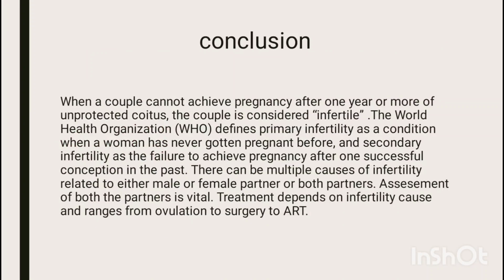To conclude, when a couple cannot achieve pregnancy after 1 year or more of unprotected coitus, the couple is considered infertile. The World Health Organization defines primary infertility as a condition when a woman has never gotten pregnant before, and secondary infertility as the failure to achieve pregnancy after one successful conception in the past. There can be multiple causes of infertility related to either the male or the female partner or both partners. Assessment of both partners is vital. Treatment depends on the cause of infertility and ranges from ovulation induction to surgery to ART.